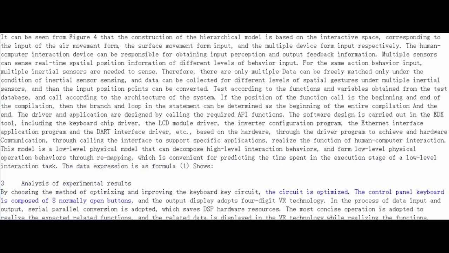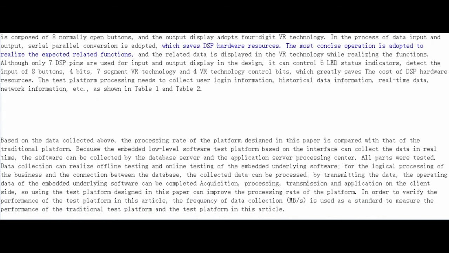The circuit is optimized. The control panel keyboard is composed of 8 normally open buttons, and the output display adopts 4-digit VR technology. In the process of data input and output, serial-parallel conversion is adopted, which saves DSP hardware resources. The most concise operation is adopted to realize the expected related functions, and the related data is displayed in VR technology while realizing the functions.